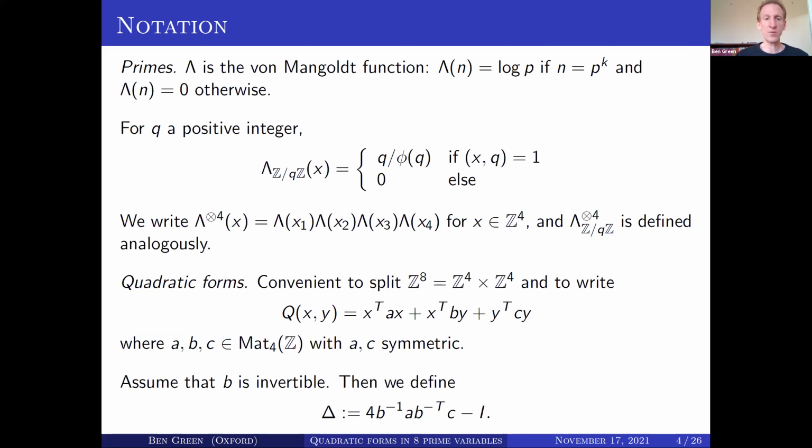So delta is a 4x4 matrix, which when B is invertible is defined like this. So it's 4 B inverse A, B inverse transpose C minus the identity. And this is something that I hadn't seen before, but it bears more than a passing resemblance to the discriminant b squared minus 4ac of a quadratic form in 1 variable. So I think of it as a kind of matrix discriminant of the quadratic form. So that will come up quite a bit later.